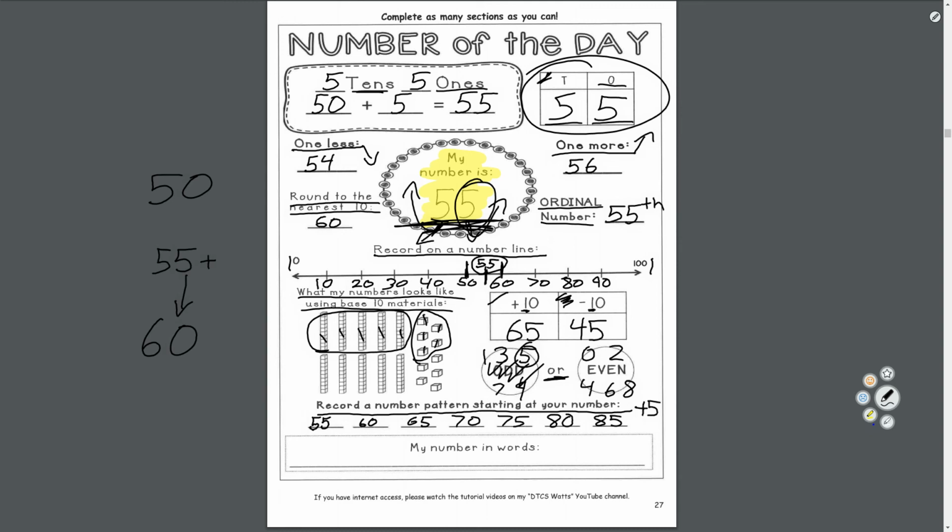Plus 5. My number in words. 55. 50. F-I-F-T-Y dash. You need the dash. 5. F-I-V-E. 55. Okay, great work today.